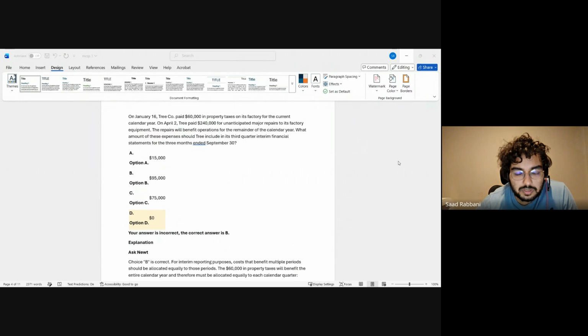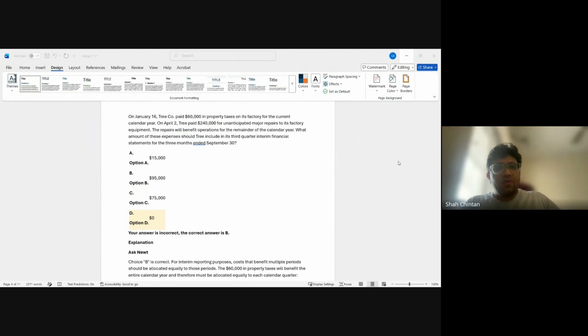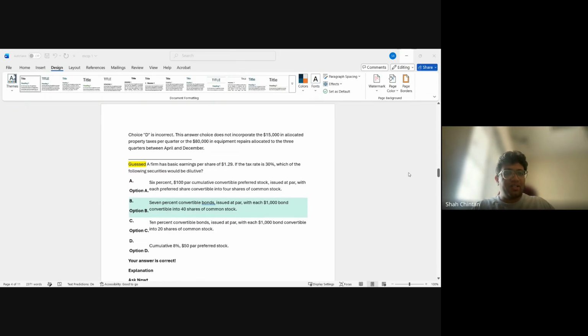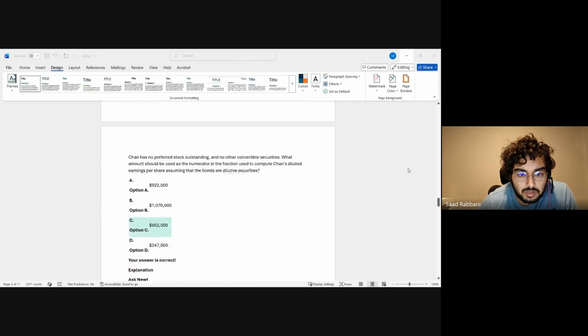On 16 January, Tree Company paid $60,000 in property taxes on its factory for the current calendar year. On 2nd April, Tree paid 2,40,000 for unanticipated major repairs to its factory equipment. The repair will benefit operations for the remainder of the calendar year. What amount of this expense? इसको छोड़ दो अभी, interim financial reporting हमने cover नहीं किया है. We will see how the expenses need to be recognized. Okay. All right.